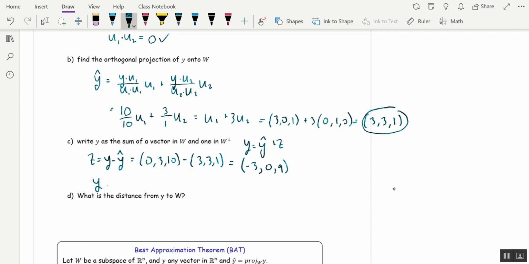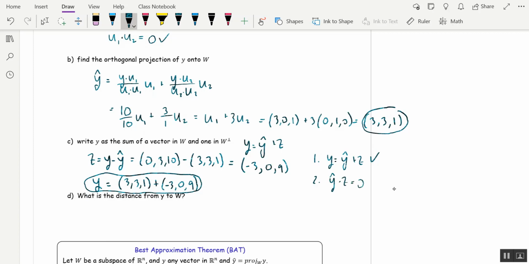So y is equal to y hat, which is (3, 3, 1), plus z, which is (-3, 0, 9). Okay, let's do our safety check. One, is y really equal to y hat plus z? Coming over here, if I add, I get (0, 3, 10). That's y. Two, is y hat dot z equal to 0? Yes. Since this decomposition is unique, if those two things check, you did it right.